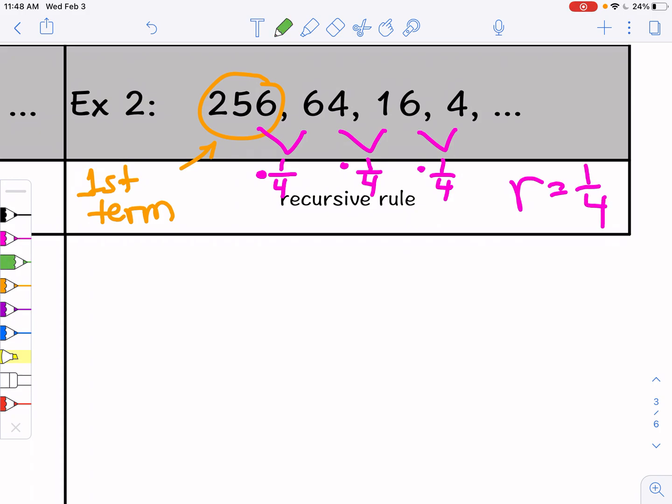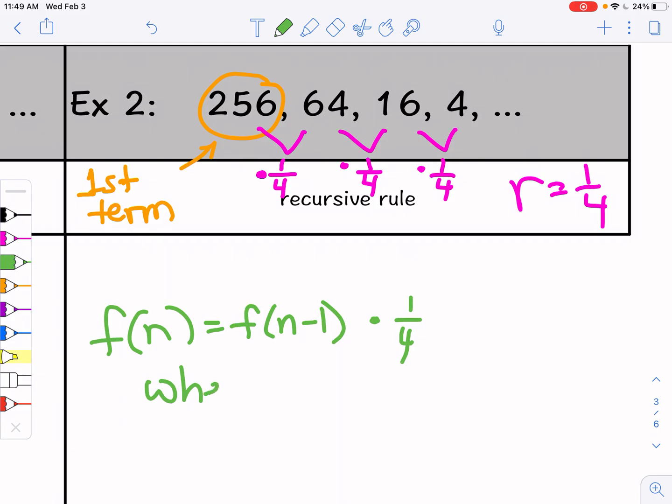To write our recursive rule, we say I can get any term, f of n, by taking the previous term, f of n minus 1, and multiplying it by 1/4, when my first term, I need to know where to start, is 256.